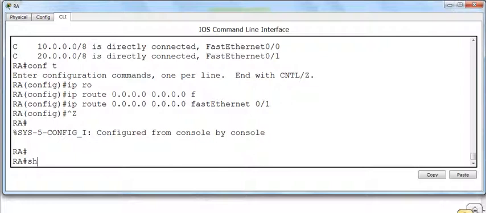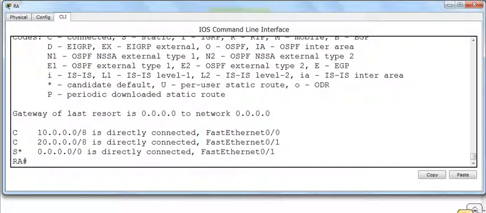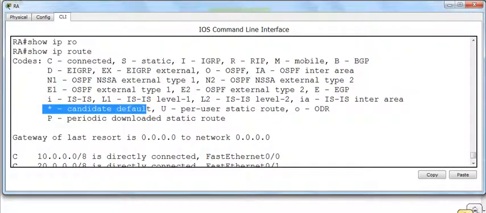Now let's see the routing table. Show IP route. I have something called S star. Star means candidate default. S means static, meaning this is a static default route.